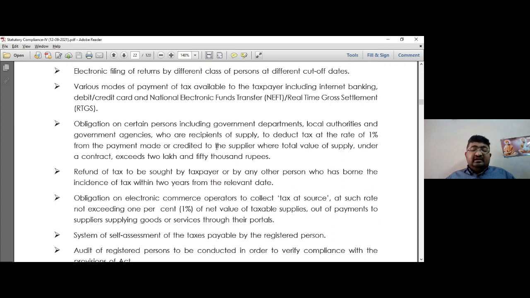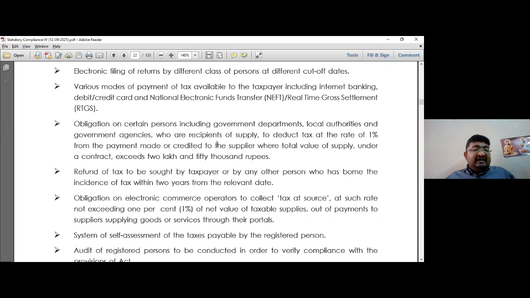And there is a provision that the government agency, that is the government department or the government authority, income tax department, post office, railway, or Mumbai Corporation, when they are the recipient of supply, that is when they are procuring the goods or availing the services for which they need to make the payment, if the value of that goods, services or supply exceeds 2,50,000, then they will deduct 1% tax and remit it to the government.